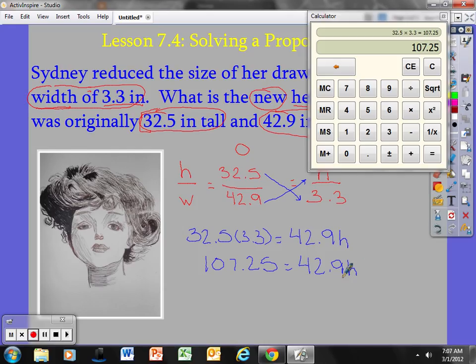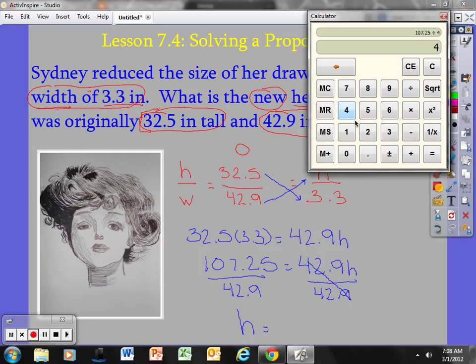Now we're solving for h. We want to evaluate for h. I want to solve for 1h, not 42 and 9/10. So I need to get rid of that 42 and 9/10. So I now divide both sides by 42 and 9/10. That cancels out, so all I'm left with is h. So h is equal to 107 and 25 hundredths divided by 42 and 9/10. That is equal to 2.5, and it's going to be 2.5 inches.